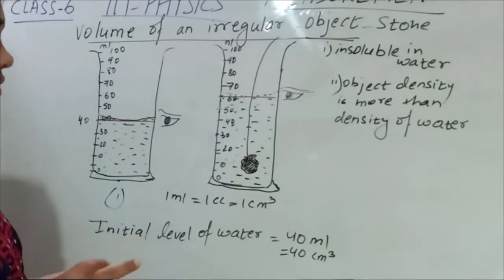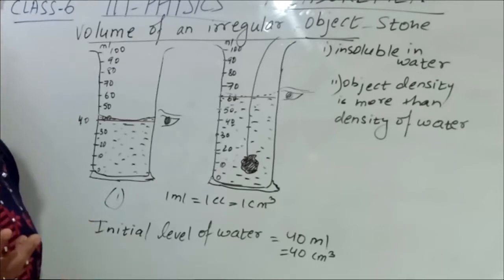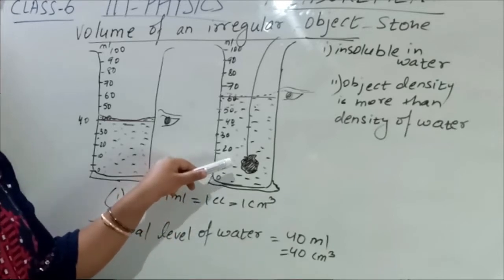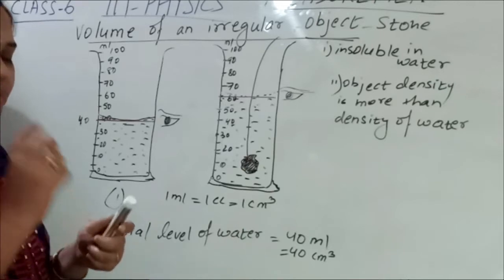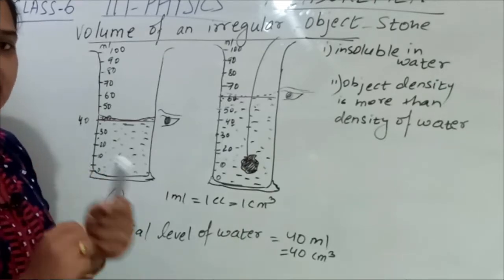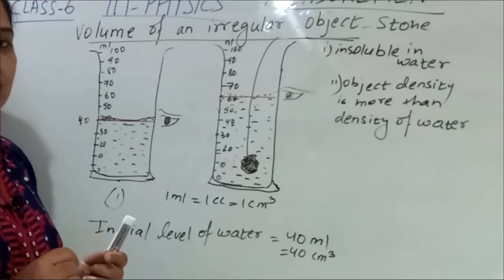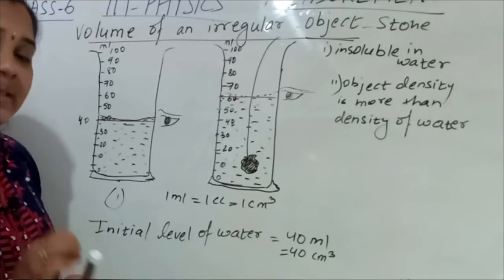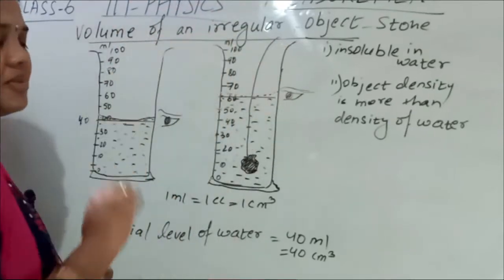Initial level of water. Children, when you see the level of water, you have to look exactly straight, because the level of water will appear different when you see it from different angles. You have to see straight. You can see here a picture also given, of an eye. Straightly you have to see the lower meniscus, the lower level.